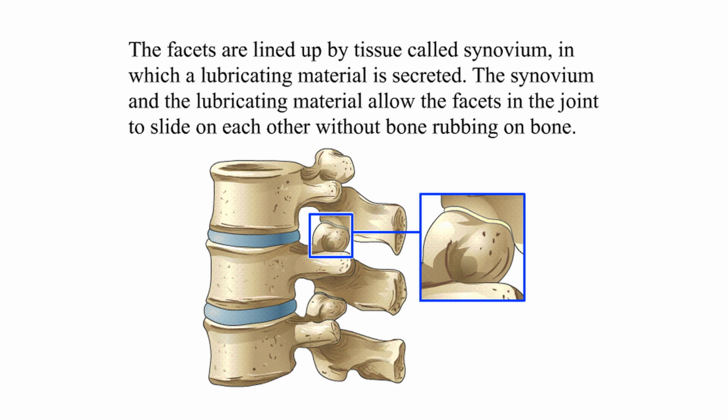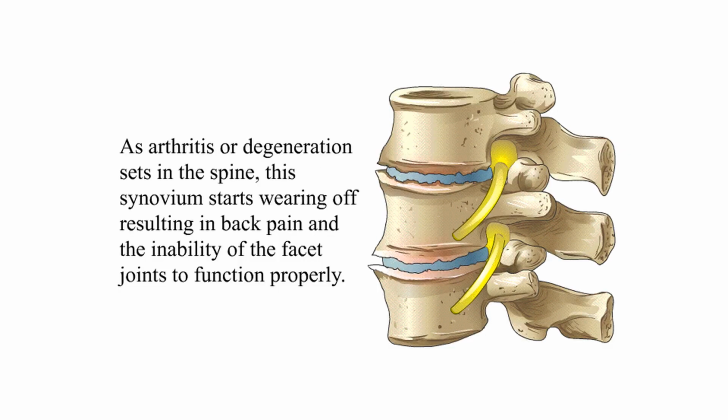The facets are lined up by tissue called synovium, in which a lubricating material is secreted. The synovium and the lubricating material allow the facets in the joint to slide on each other without bone rubbing on bone. As arthritis or degeneration sets in the spine, this synovium starts wearing off, resulting in back pain and the inability of the facet joints to function properly.